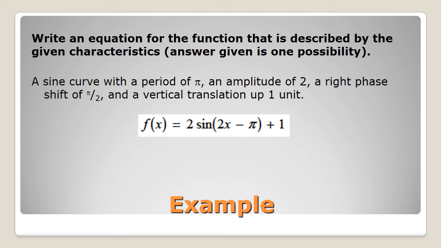Okay, here's a possible solution. The b has to be 2, because 2 pi over b has to give me pi. Well, then b must be 2 to make that happen. The phase shift is pi over 2, so that means that c over b has to equal pi over 2. We already know b is 2, so c must be pi. The amplitude of 2 goes out in front, and the vertical translation plus 1.